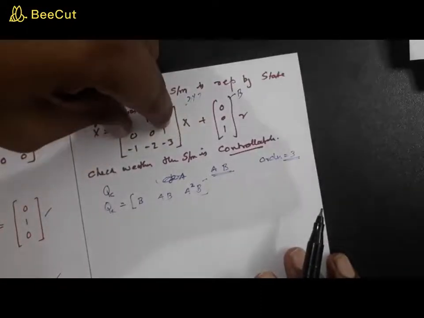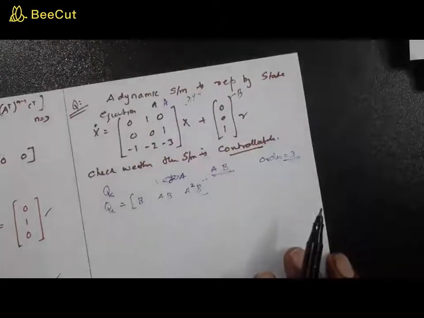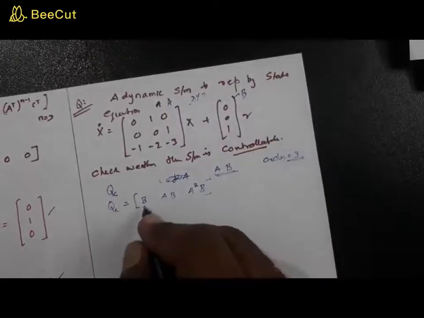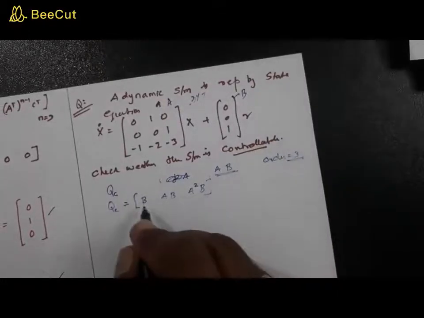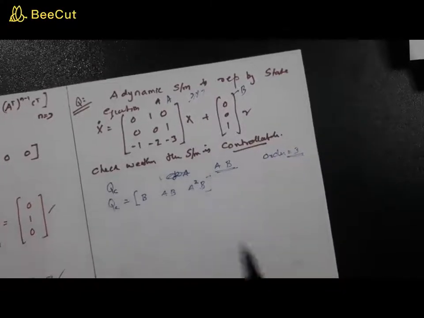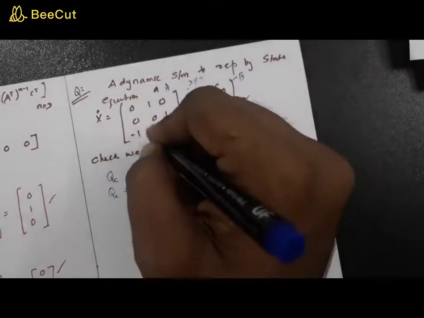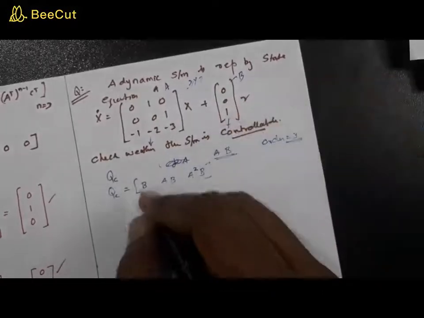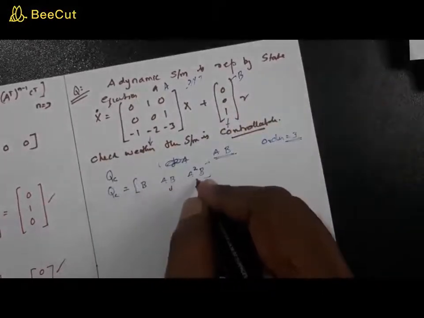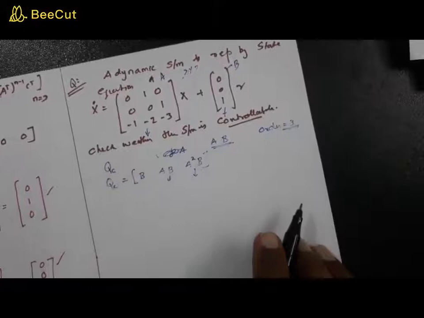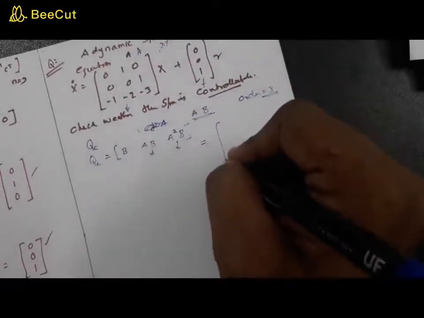So it's a 3 into 3 matrix, which means its order is 3. That means you need 3 columns, starting from B, then AB, and A square B. Now you have your A and B. From this you can find out AB and A square B, just as in the previous problem. And finally you will get an answer like this.